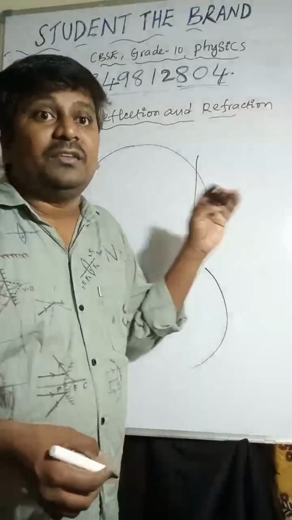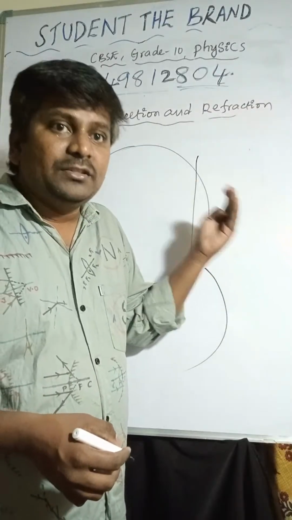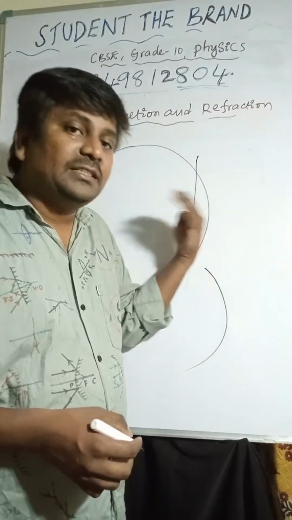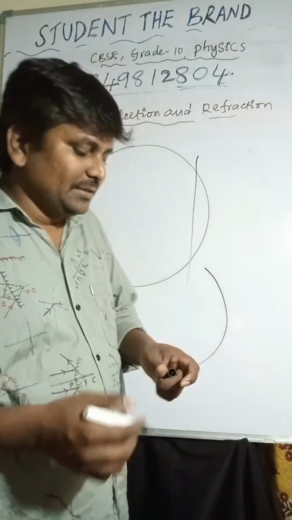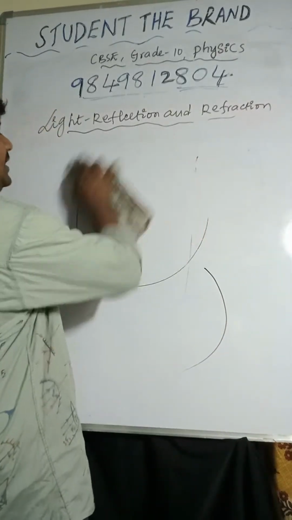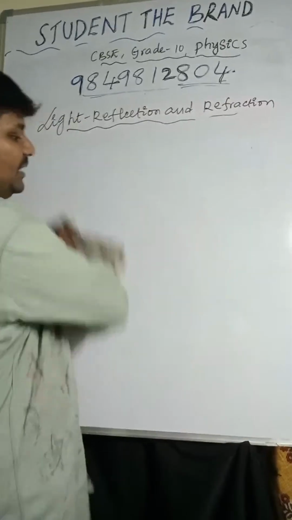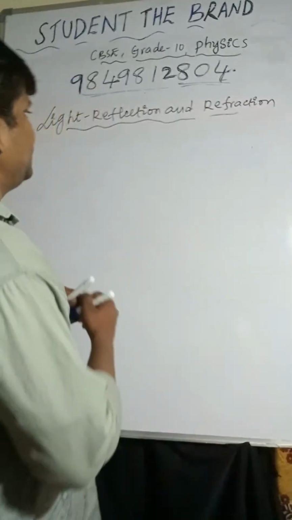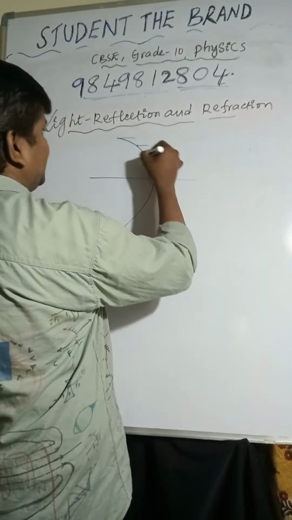Based on the reflection of light, mirrors are divided into two types: concave mirror and convex mirror. Concave mirror is also known as converging mirror, whereas convex mirror is also known as diverging mirror. So here you can observe the concave mirror.